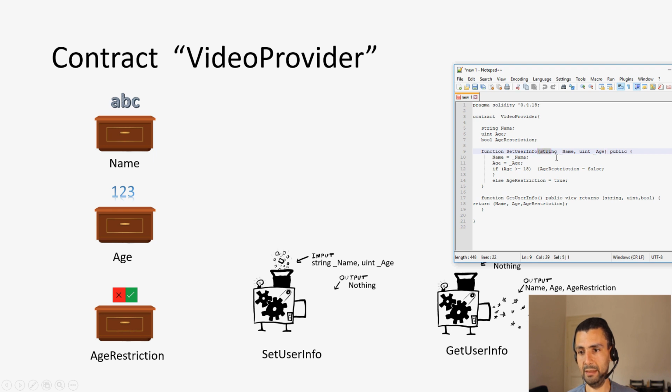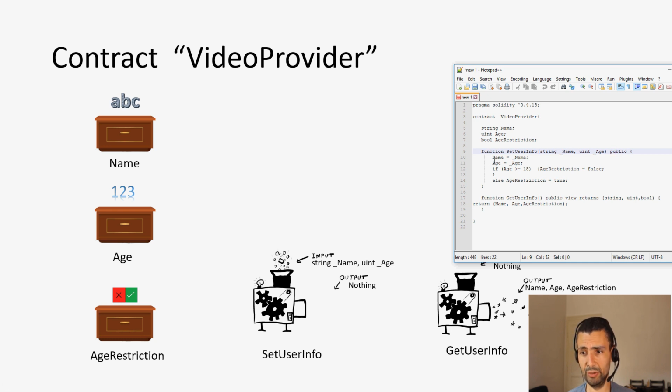and it takes a string. This string, we have to give it a name. For the sake of this example, I will call it underscore name. So not to confuse with the string name we have. This is only some naming context inside of the function itself. So it takes an input of name and takes an input of unassigned integer age, underscore age. Public, forget about it for now. We'll talk about this in a later video.